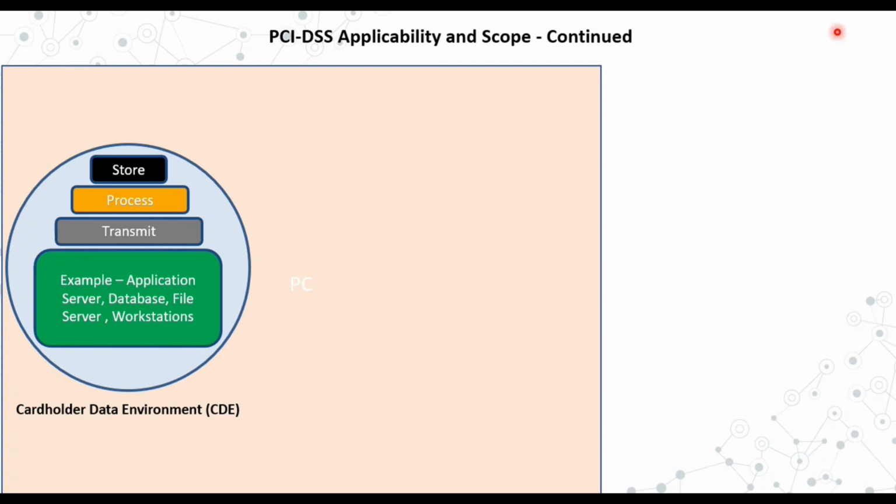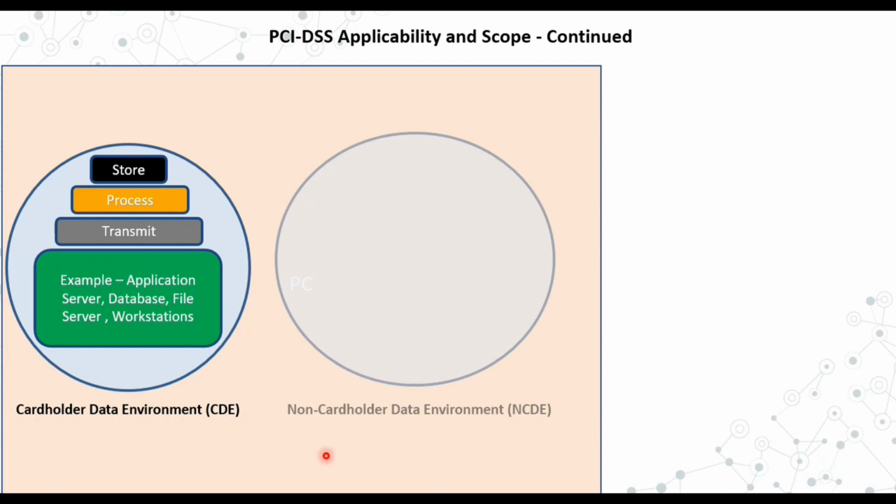Okay. So the second section which we are going to discuss is very important. Here we only discussed store, process, transmit. Now, do you think that will be our only scope? The next topic is going to blow your mind. This is called non-cardholder data environment.